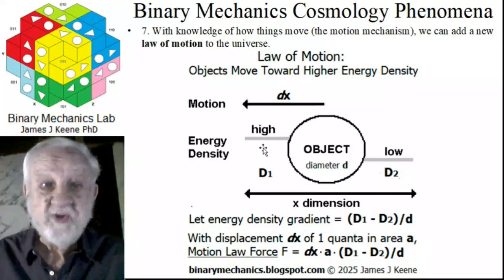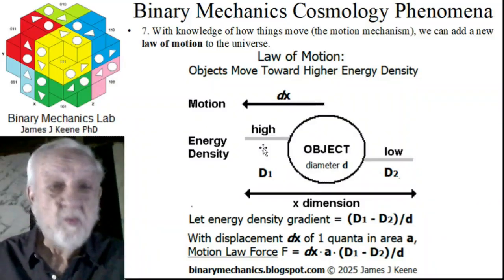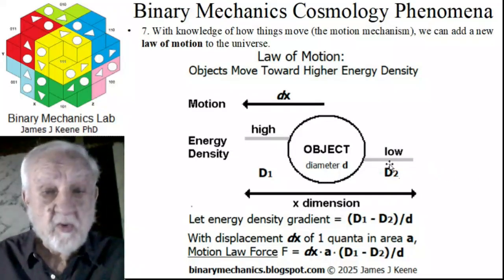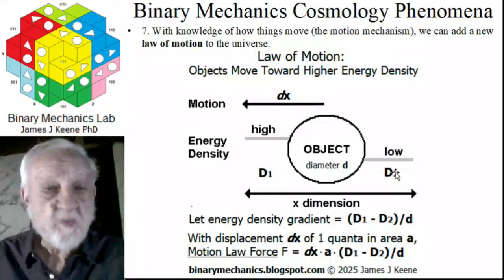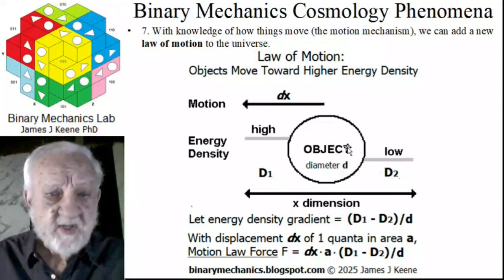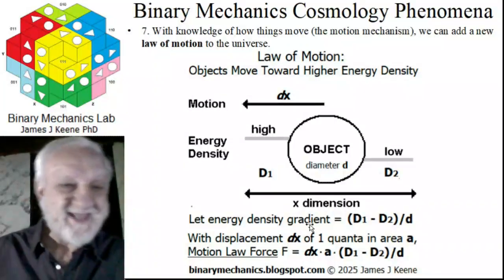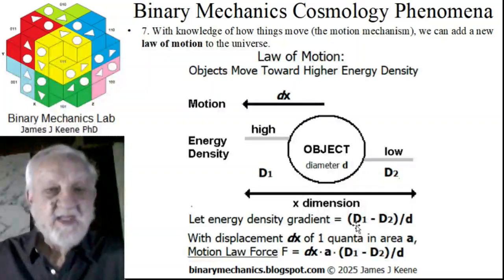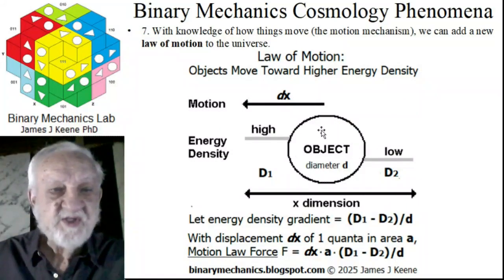a greater concentration or a greater percent of the loci in the one state, or a lower density area, fewer one state quanta in the volume, separated by a diameter d. Thus, we can let the energy density gradient equal d1 minus d2 divided by the diameter or size of the object. Now, this motion law applies at all scales.